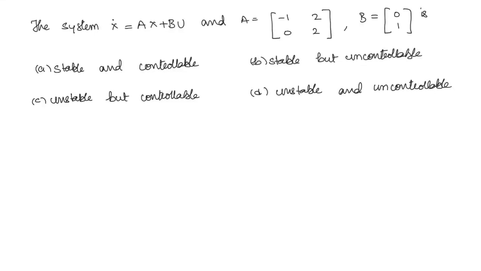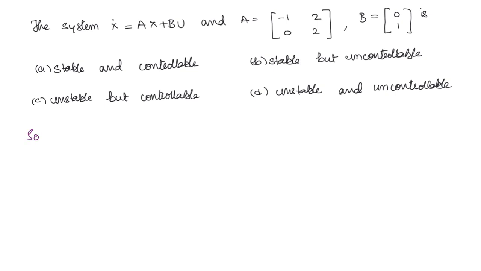Now we'll do a few problems. The system is x dot equal to Ax plus Bu, where A is [-1 2; 0 2] and B is [0; 1]. The options are given in terms of stability and controllability.